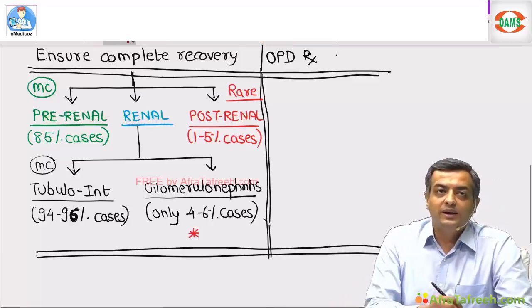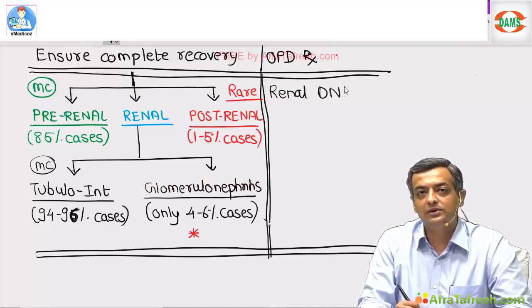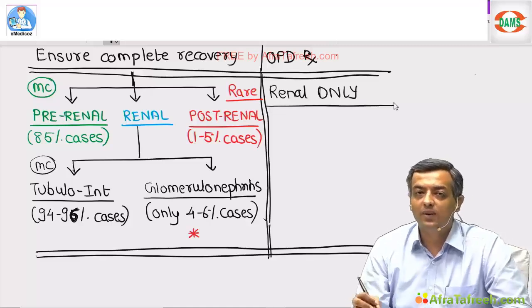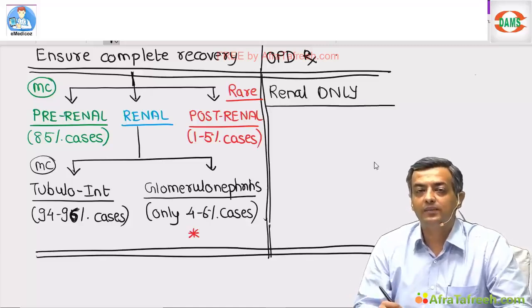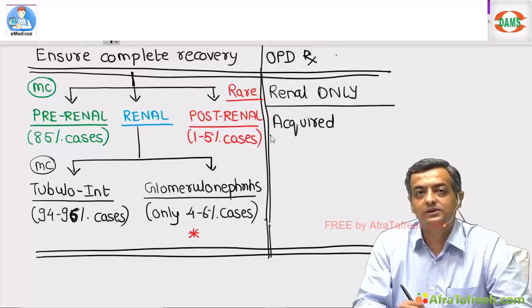In chronic kidney disease, all the cases are renal only. There is no pre-renal or post-renal in CKD. They are all renal only. So they are classified based on whether they are acquired causes or inherited causes.